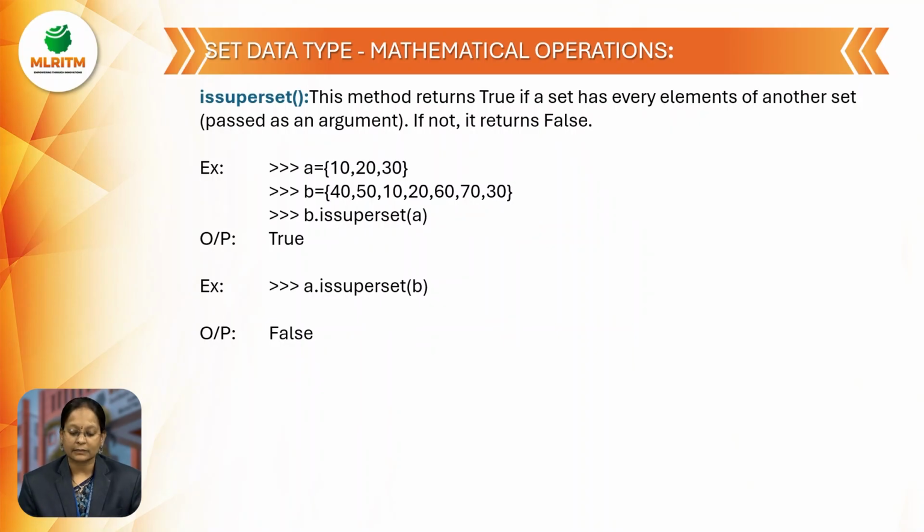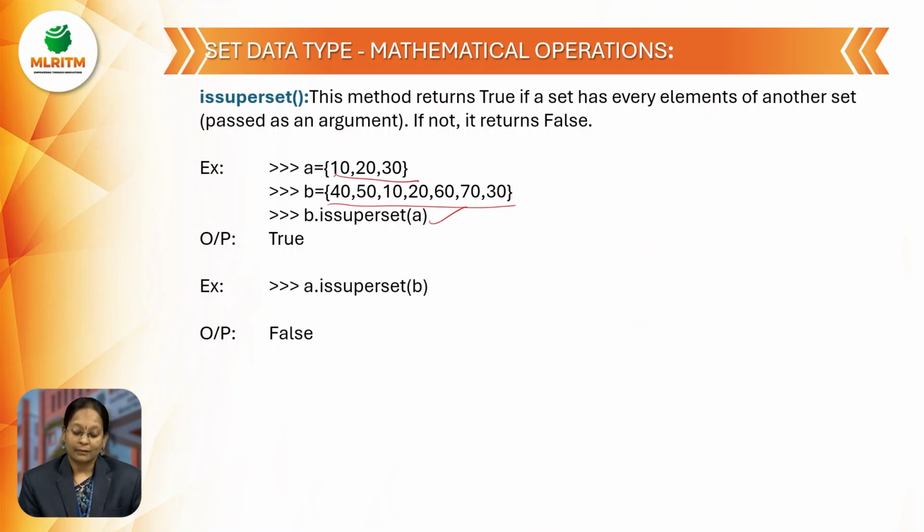Next is issuperset. This method returns true if a set has every element of another set. If not, it returns false. A is equal to 10, 20, 30. So B dot issuperset A? Yes, it is true. Why? Because B has all the elements of A. That's why B is a superset of A.